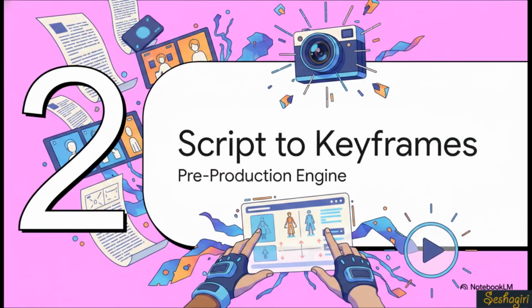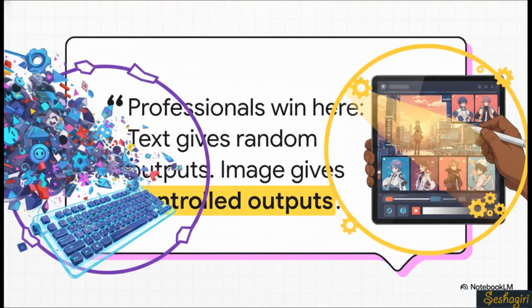Moving right along to Section 2, Script to Consistent Keyframes, the Pre-Production Engine. Now, what's really interesting here is that this is exactly where professionals win the game. Text equals random outputs, but an image equals controlled outputs. We never, and I mean never, go straight from text to video. Think about it. If you just copy-paste a script into a video generator, you are basically handing your director's chair straight over to the machine. You lose all control over the lighting, the composition, the specific character features. To win, we have to dictate those visual terms first.